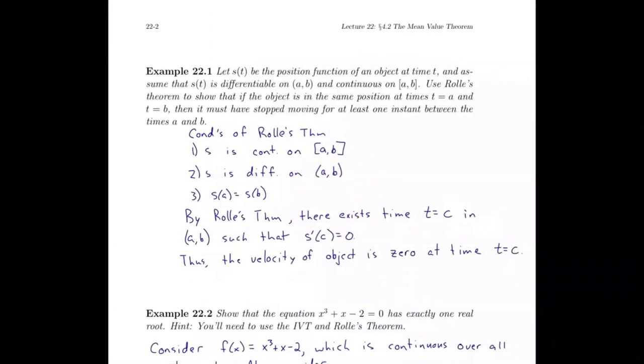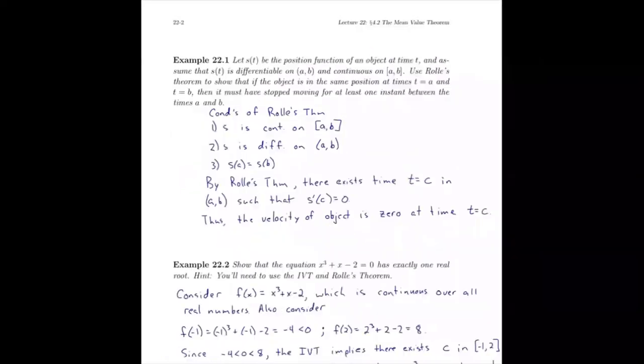And next they ask us to show that if the object is in the same position at times t equals a and t equals b, so s of a is equal to s of b, then it must have stopped moving for at least one instant between the times a and b. So that's an interesting thing to be able to show about a physical scenario.